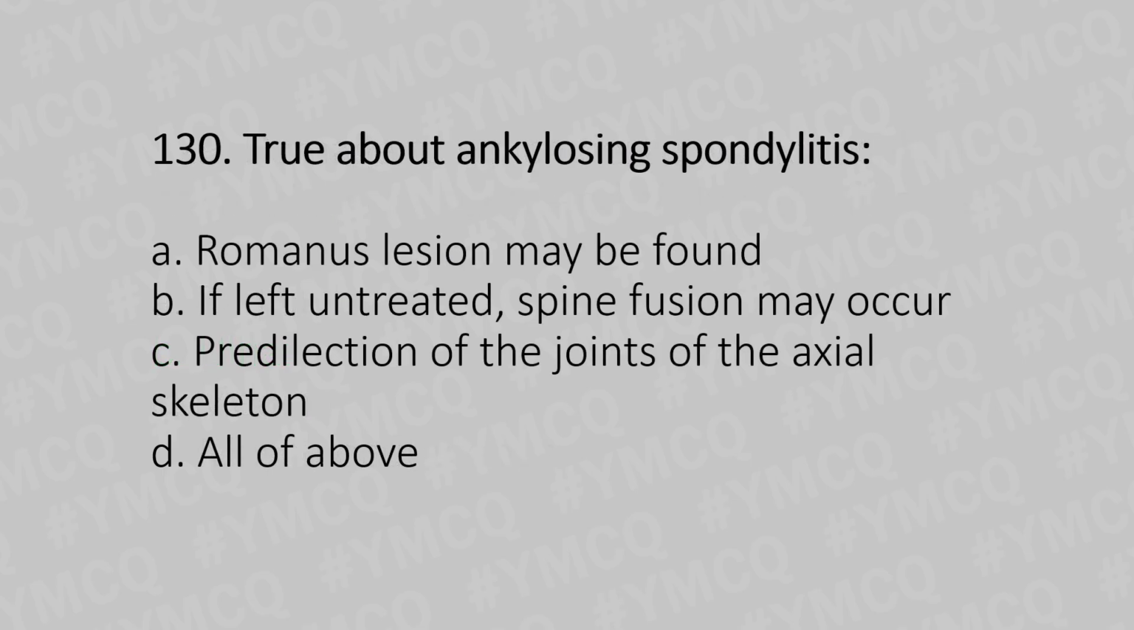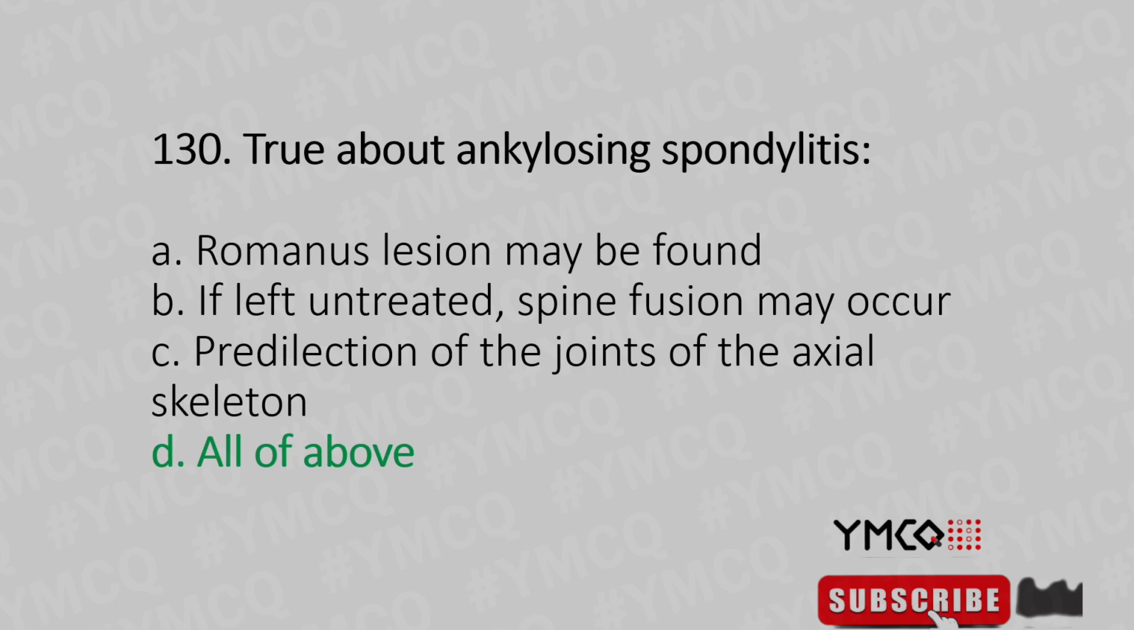Now let's move to question number 130. True about ankylosing spondylitis: option A, Romanus lesion may be found. Option B, if left untreated, spine fusion may occur. Option C, predilection for joints of the axial skeleton. Option D, all of the above. And the answer is option D, all of the above.